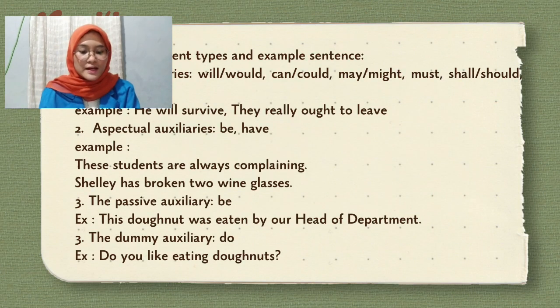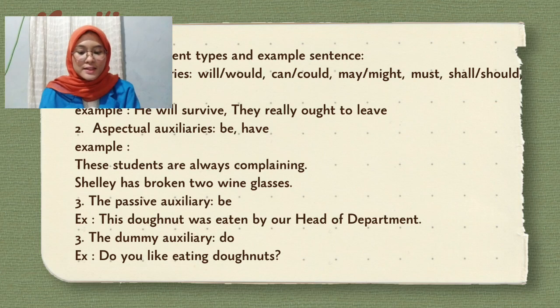Here are the different types and example sentences. First, modal auxiliaries: will or would, can or could, may or might, must, shall or should, and ought to. Example: he will survive and they really ought to live. Second, aspectual auxiliaries: be, have. Example: the students are always complaining. The cyclist has broken 2 wine glasses.